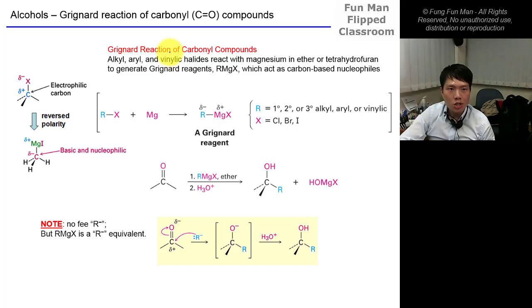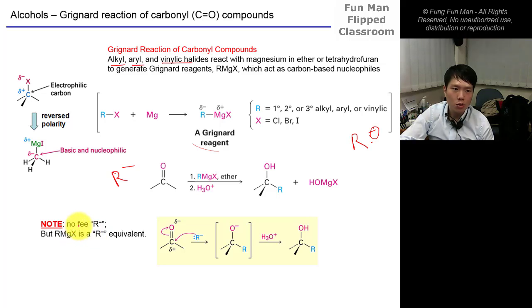Now for the Grignard reaction with carbonyl compounds, that can also give you alcohol. For alkyl, aryl and vinyl halides, they react with magnesium to form the Grignard reagent, RMgX. Now this is a nucleophile, a fantastic nucleophile. You can treat R- as a nucleophile. It's like R with a lone pair of electrons on the carbon, very reactive.